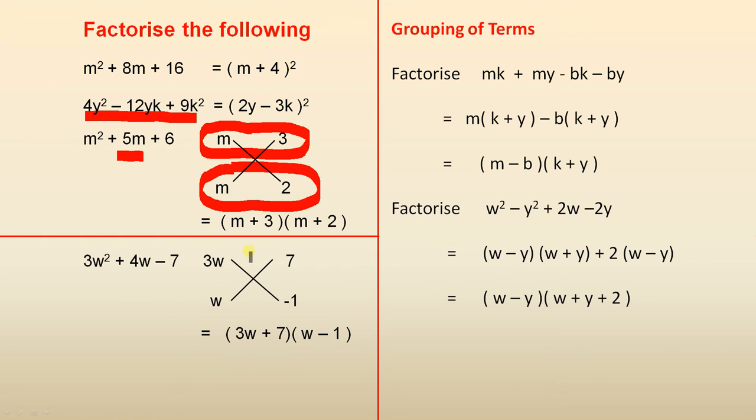So the answer is 3w plus 7. We write it this way. W minus 1. And that's the answer there.